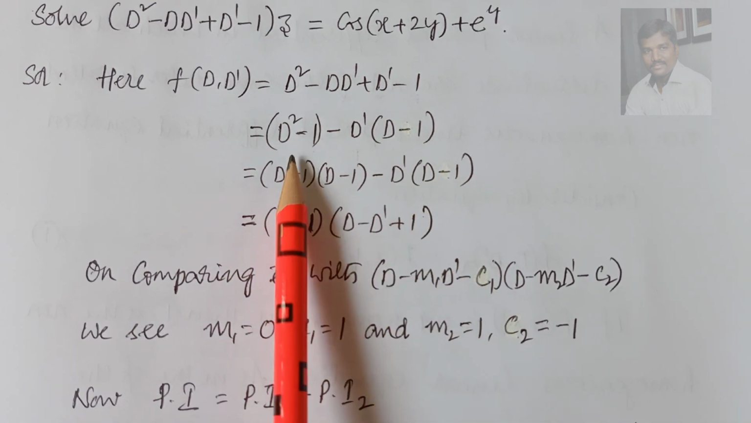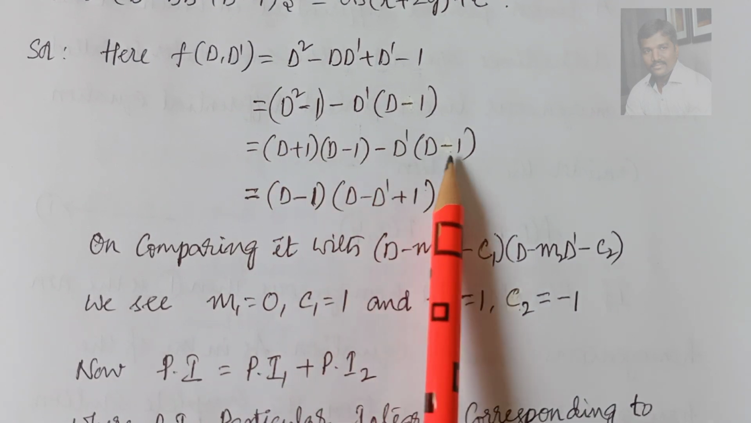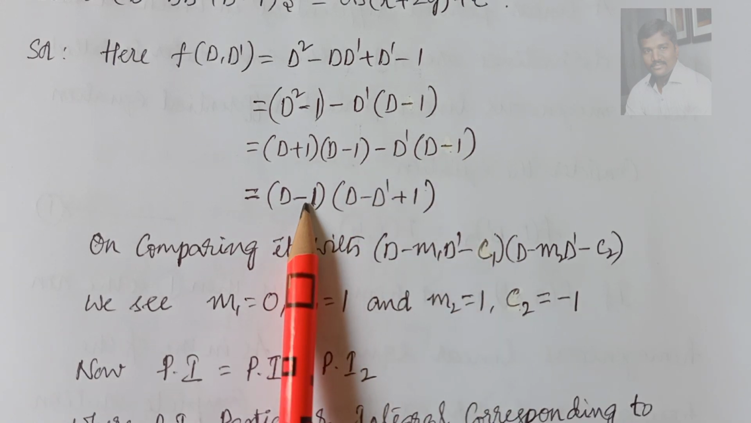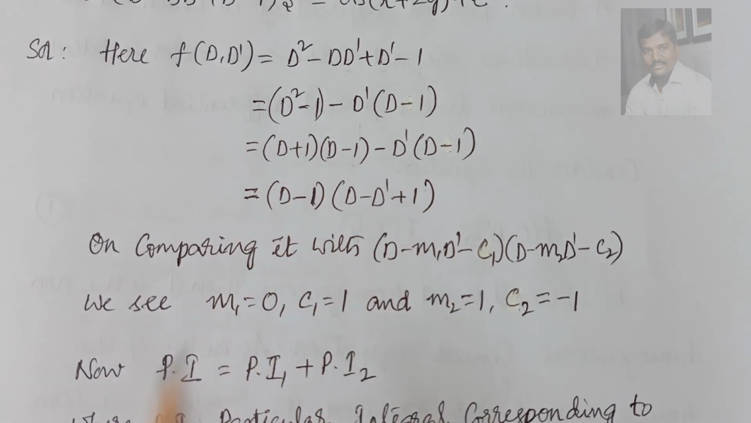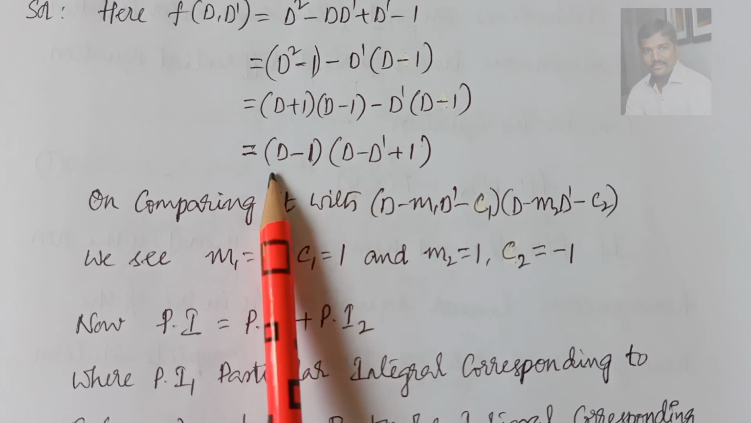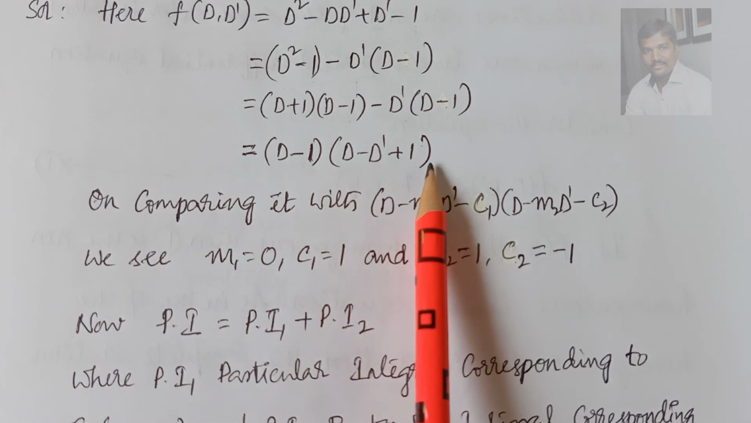Now we can write this as (D + 1)(D − 1). Now you can see here already D − 1 is there. From these two terms, what is the common? D − 1, we can take common. Then what is left here? D − D′ + 1. So now we can compare: the factors are (D − 1)(D − D′ + 1).